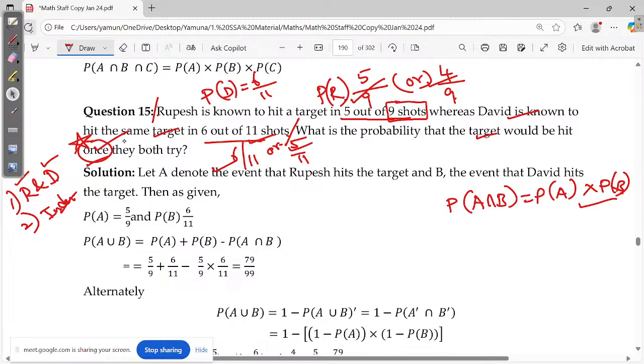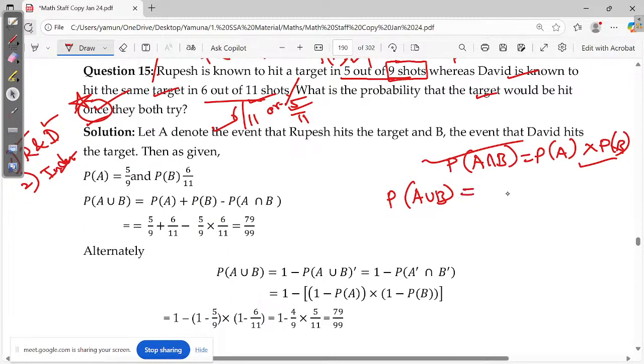Here the question is once they both try. So it doesn't matter if you hit or I hit. That means Rupesh or David, which is A union B. So you have to discuss A union B. Don't directly apply the independent event formula here. I can write A union B using the addition theorem: P of A plus P of B minus P of A intersection B. So the value is 5 by 9, 6 by 11, and this one.